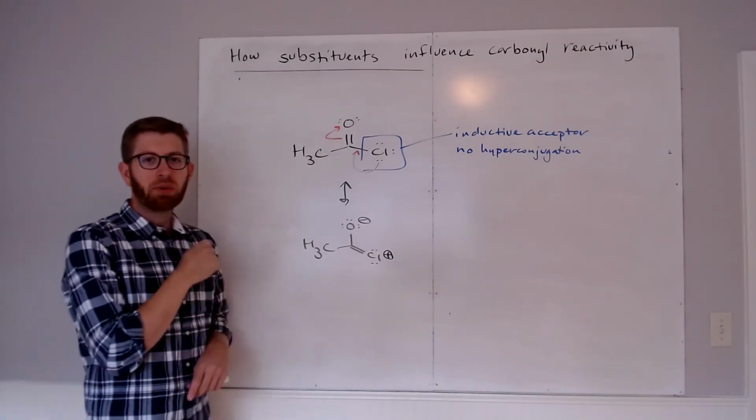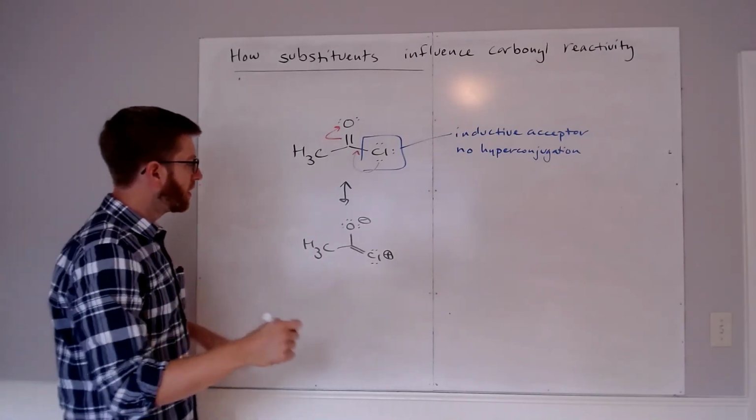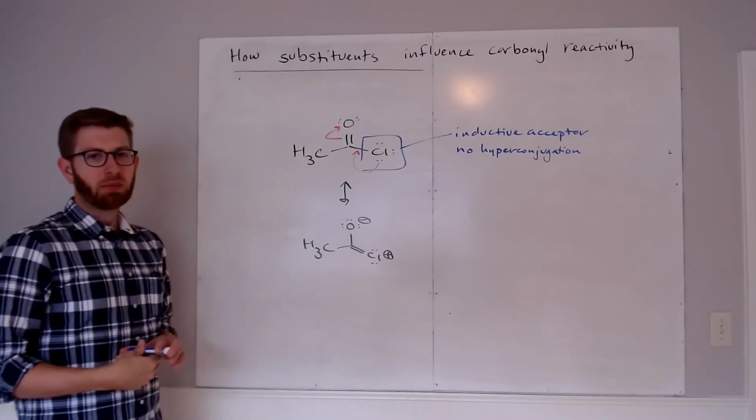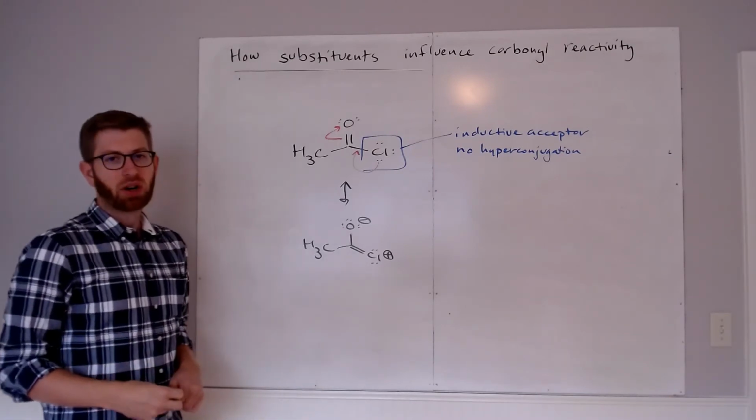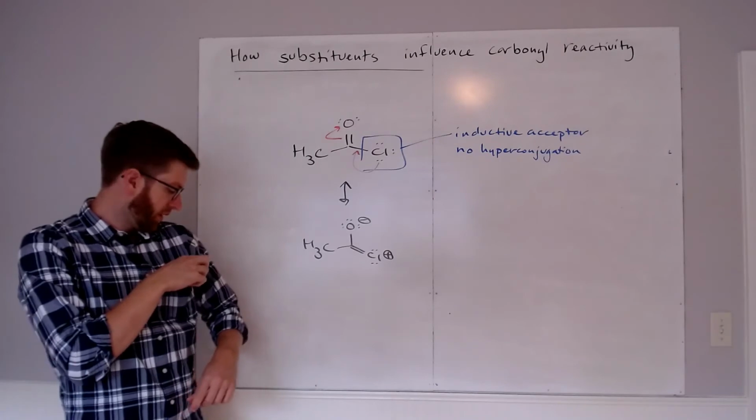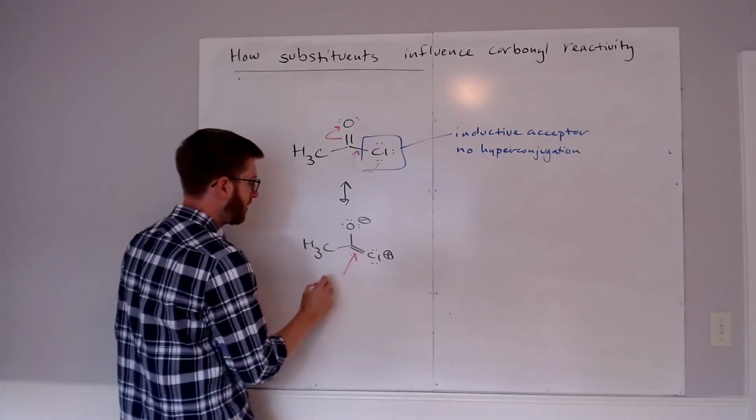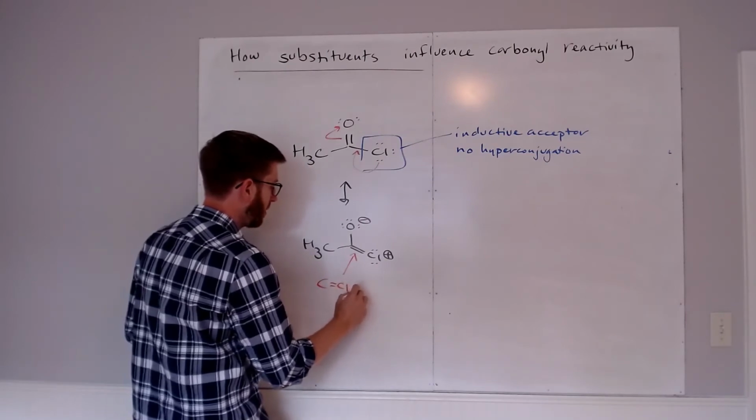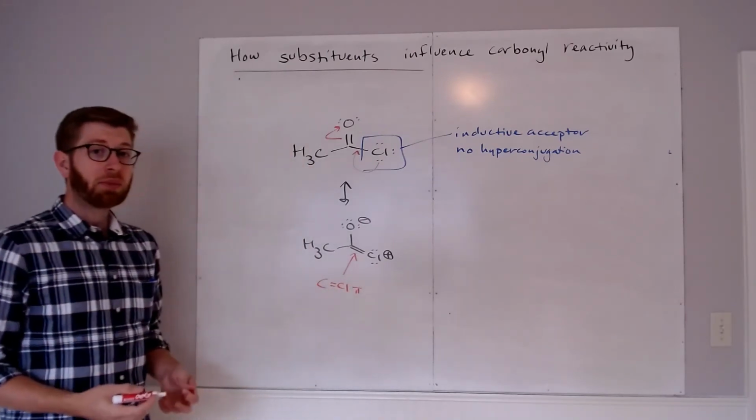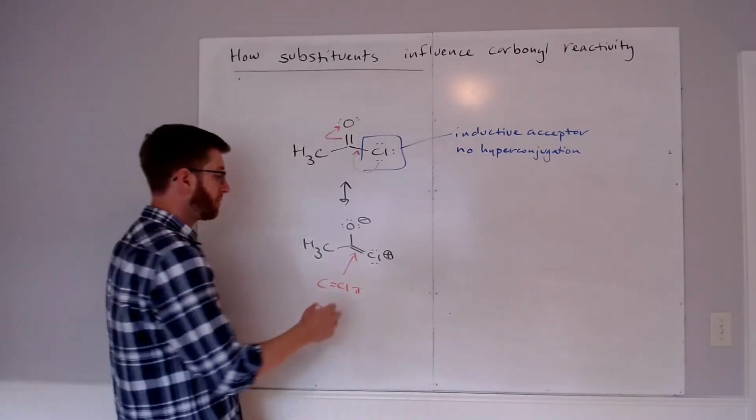I notice a couple of things here, though. One is that this chlorine is a fairly electronegative element, and now it's bearing a positive charge. That's a problem. But the thing that I notice that's even more important than that is that I have a carbon-chlorine pi bond. And that should be a very long bond because chlorine is in the third row.